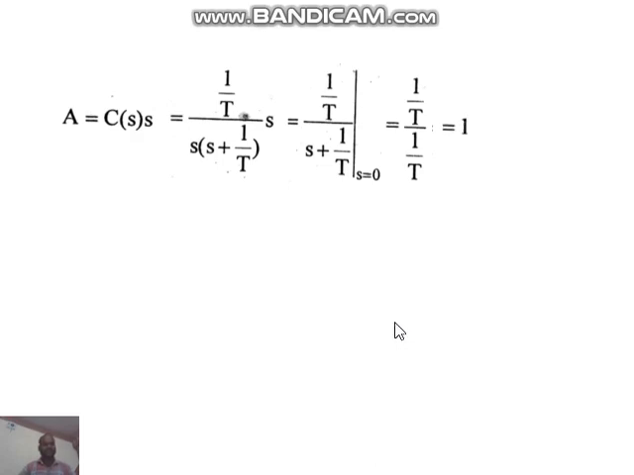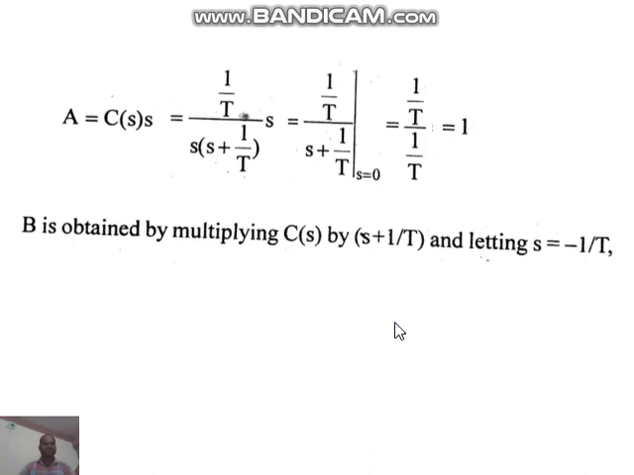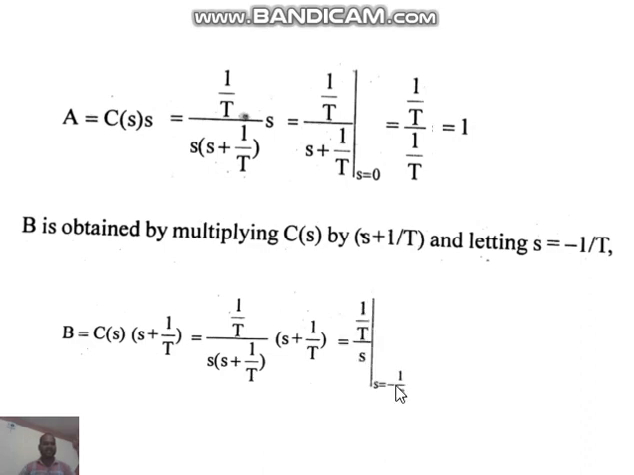And again, find the B value. The B value is obtained by multiplying C of s by (s plus 1 by T) and substituting s equal to minus 1 by T. Therefore, B is equal to C of s into (s plus 1 by T), that is 1 by T by s into (s plus 1 by T), into (s plus 1 by T). The (s plus 1 by T) terms cancel. Therefore, 1 by T by s. Substitute s equal to minus 1 by T. The 1 by T terms cancel, so minus 1 is the answer. So finally, we calculated the A value as 1 and the B value as minus 1.